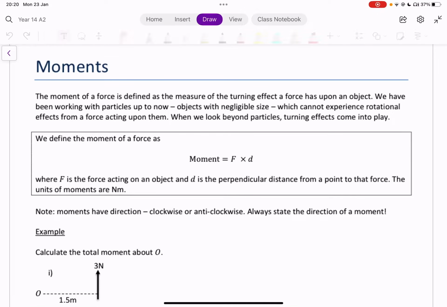In this video, we're going to look at moments. Now, the moment of a force is defined as a measure of the turning effect a force has upon an object. We've been talking about particles so far, but now we're going to look at objects such as beams and rods, where where you touch the force makes a difference. If you touch it in the center, it may make a different effect than if you touch the beam at one of its extremities, one of its ends.